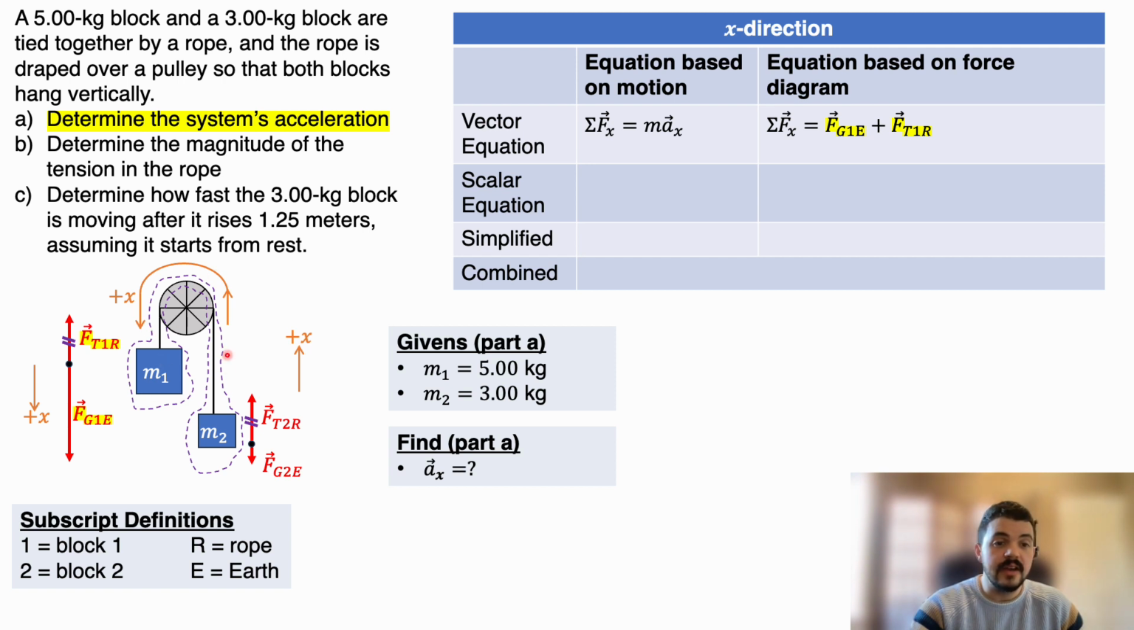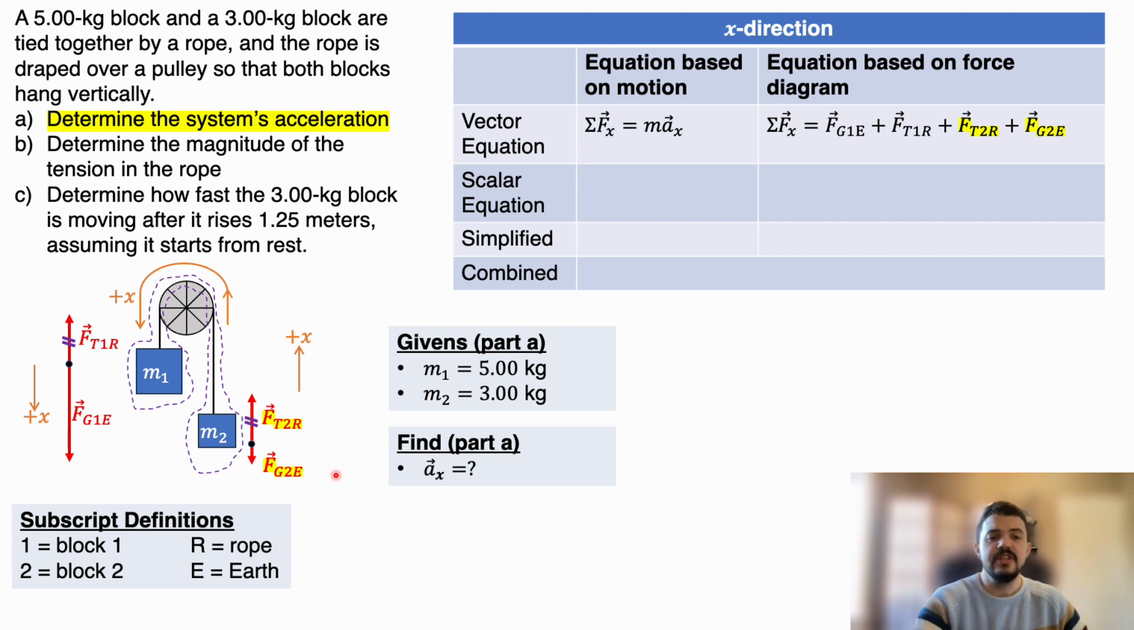We can then go to the other object in the system, which is block 2, and look at the forces in the x direction for that. We have the tension force on block 2 by the rope, and we have the gravitational force on block 2 by the Earth. So these are all four forces exerted on our system in our x direction.